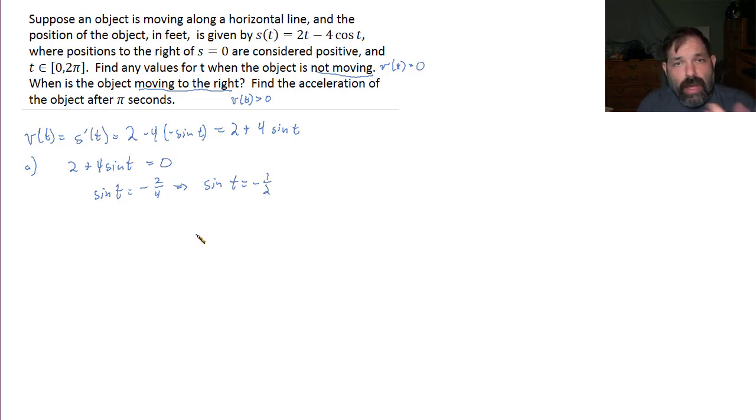All right, I can answer that with my knowledge of the unit circle. If I'm thinking of 0 to 2 pi, where is the sine, where is the y coordinate, negative 1/2? t would be 7 pi over 6, and t would be 11 pi over 6. Those would be the two values of t on 0 to 2 pi that give us the derivative equal to 0.